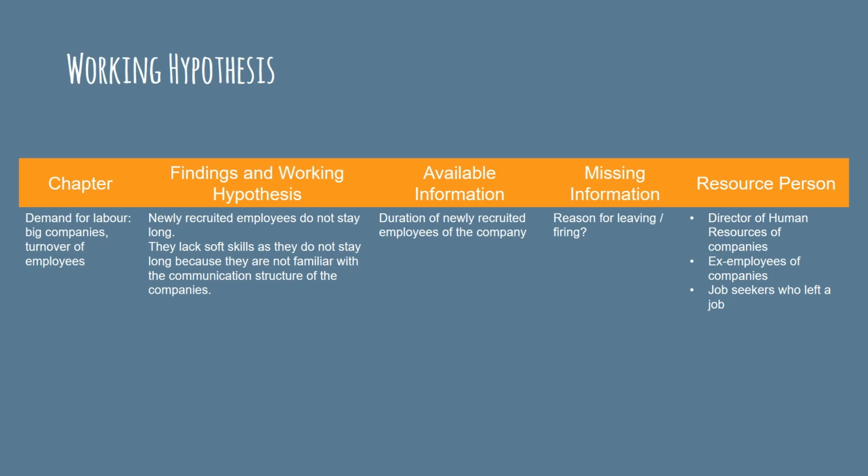Let's take an example. According to available information, newly recruited employees do not stay long. A working hypothesis would be that they have difficulties adapting due to a lack of soft skills. They prefer to leave. You would need more information on the reasons for leaving. Possible resources would be the former employers, maybe the human resource department, and ex-employees of the companies or current job seekers who previously left a job.